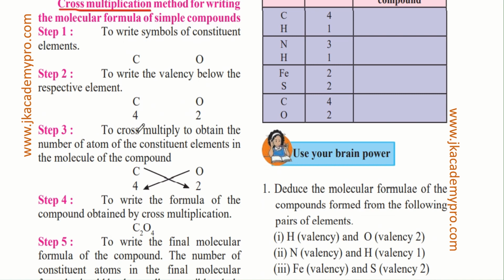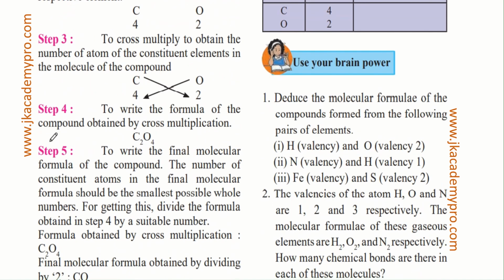The step 3 is to cross multiply to obtain the number of atoms of the constituent elements in the molecule of the compound. So here they have cross multiplied, that is, they have joined C with 2 and O with 4. The step 4 is to write the formula of the compound obtained by cross multiplication. So they wrote this as C2 and O4. The step 5 is to write the final molecular formula of the compound. The number of constituent atoms in the final molecular formula should be the smallest possible whole number.